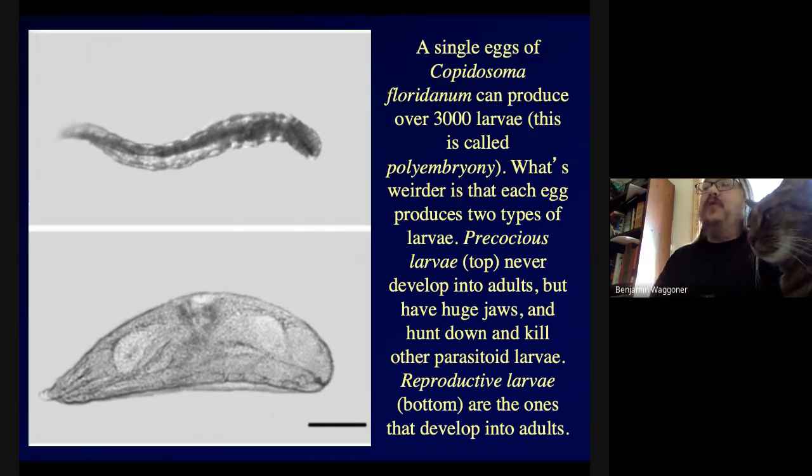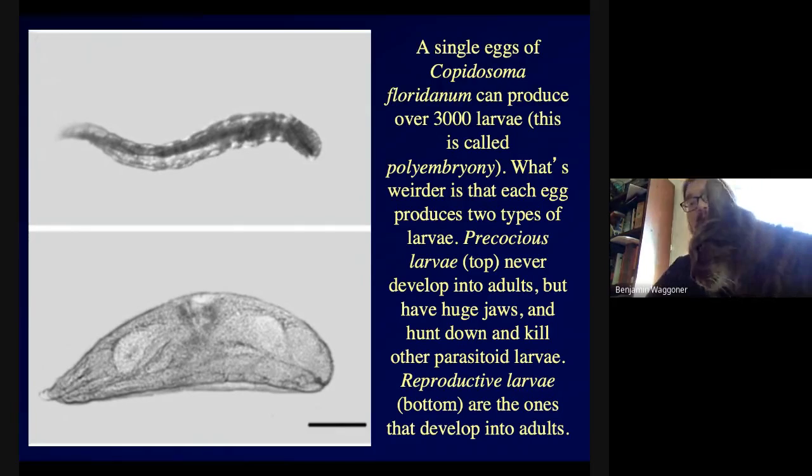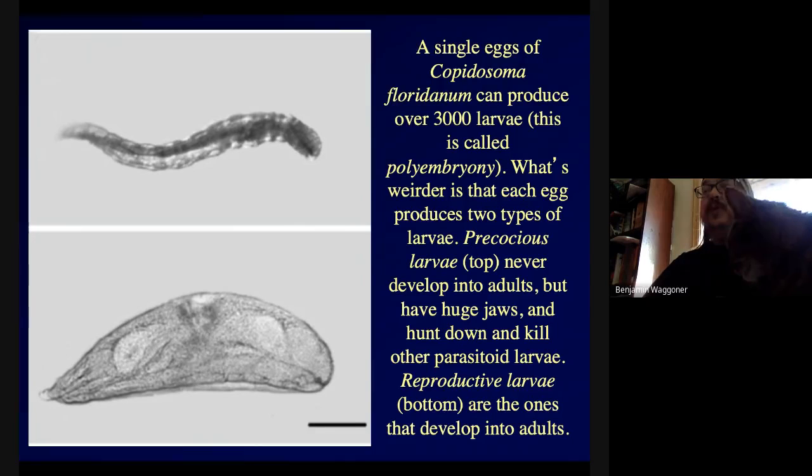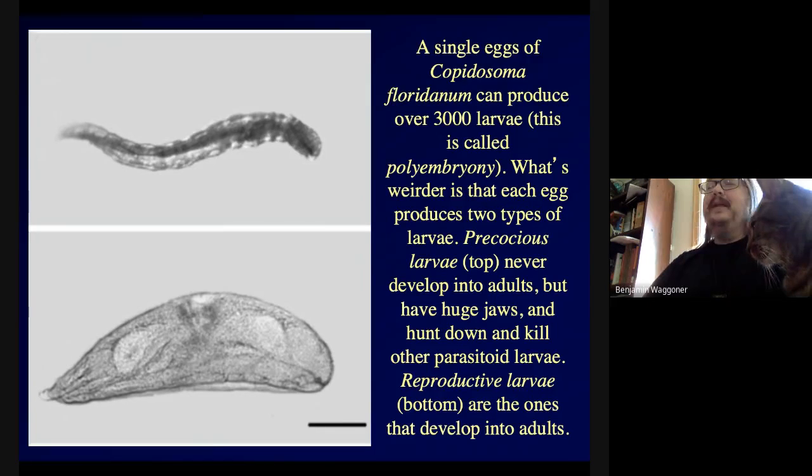And of course, occasionally we have identical twins, but in the case of Copidosoma, we've got over 3,000 genetically identical twins. But each egg produces 2 different types of larvae, even though all of the larvae from one egg are clones of each other. Down below, that's a reproductive larva, that thing that looks kind of like a bag. That will develop into an adult. That will feed on the caterpillar of the Trichoplusia and eventually hatch into an adult.